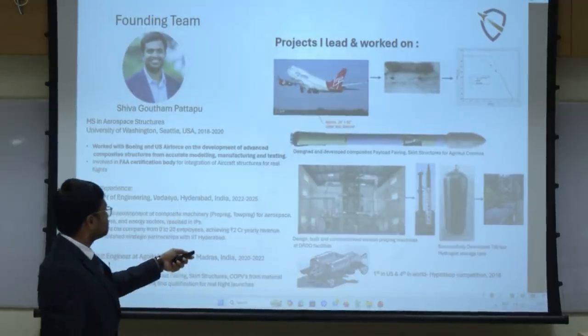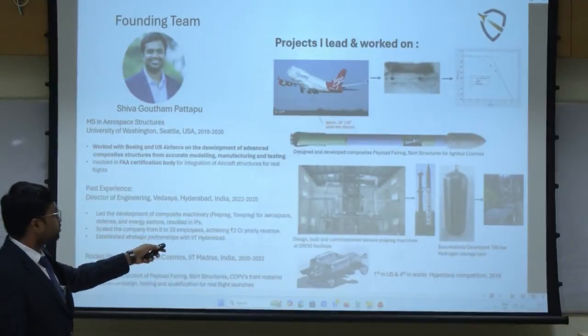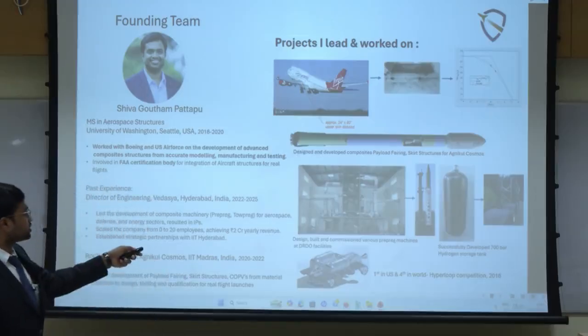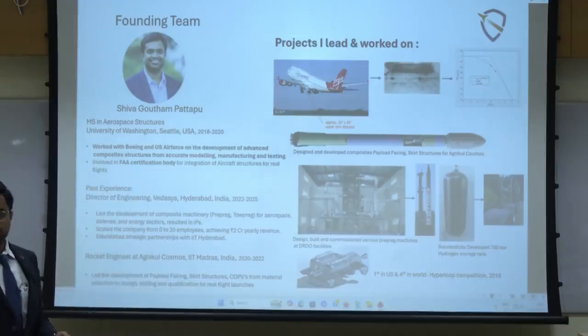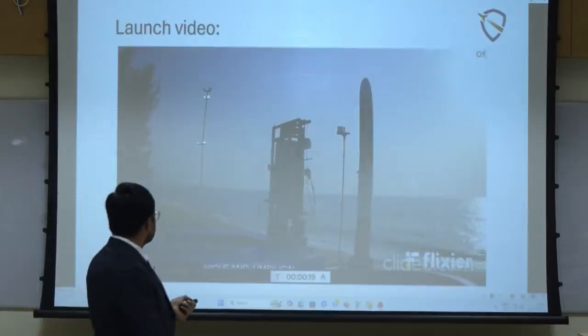We also developed this hydrogen storage tank. The problem with hydrogen is it has to be stored at very high pressures. We are talking about pressures of 1500 bar. Generally, the gas cylinders in houses are close to 20 bar, but here it has to withstand 1500 bar burst pressure. This cylinder also we have developed successfully. We are also part of the Hyperloop team, where we achieved 14th in the world in this competition.